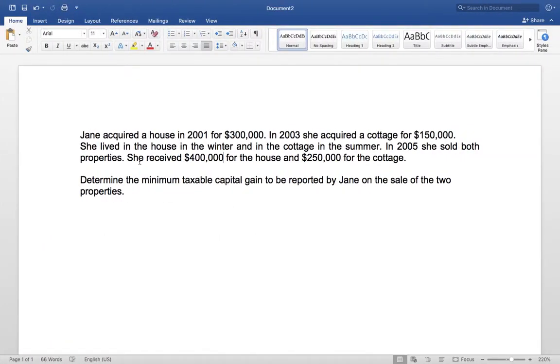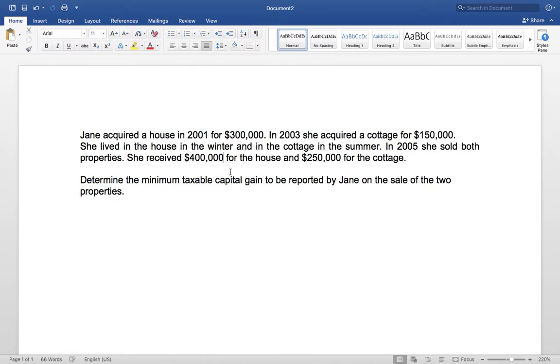For this question, we have to calculate the minimum taxable capital gain to be reported by Jane on the sale of the two properties. Jane acquired a home in 2001 for 300,000. In 2003, she acquired a cottage for 150,000. She lived in the house in winter and in the cottage in summer. In 2005, she sold both properties. She received 400,000 for the house and 250,000 for the cottage.